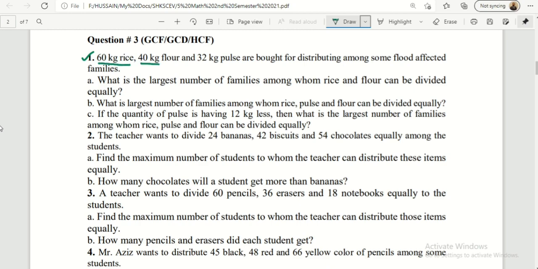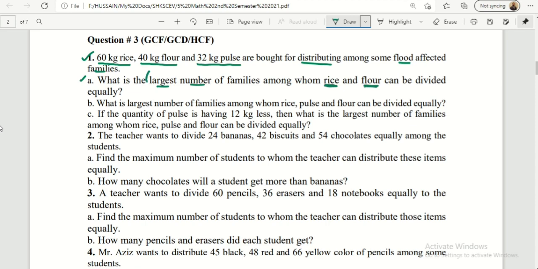60 kg rice, 40 kg flour and 32 kg pulse are bought for distributing among some flood affected families. You know, flood affected families, that means when a flood comes and people become very helpless, you want to help the people by giving this amount of things equally among them. So question A: what is the largest number of families among whom rice and flour can be divided? Here there is rice, flour and pulse, but question A asks only about rice and flour, nothing else.